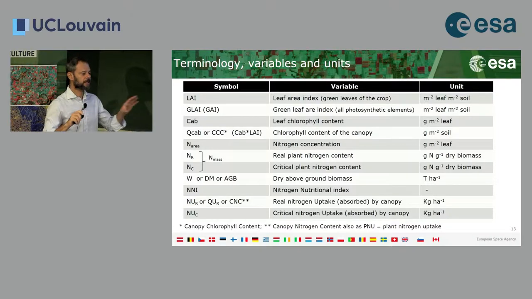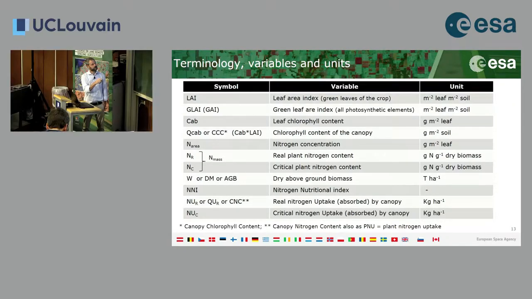You will find in literature two terminologies. One is nitrogen area. It means the quantity of nitrogen that we have in the leaves. Or nitrogen mass. That is a typical agronomic term. That is the quantity of nitrogen with respect to the quantity of dry biomass. Okay. So R is real. It means what is real in the plant. C is critical, what is supposed to be the right amount that we should have in the plant.